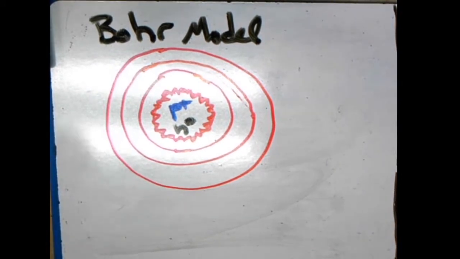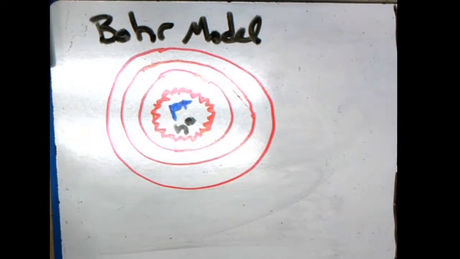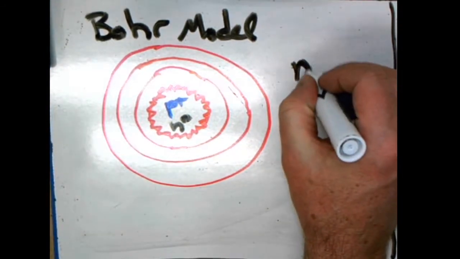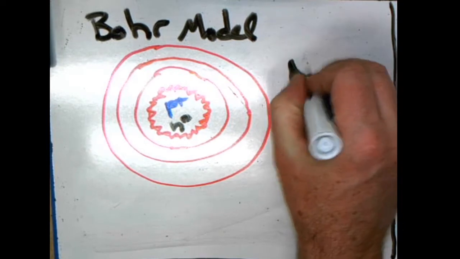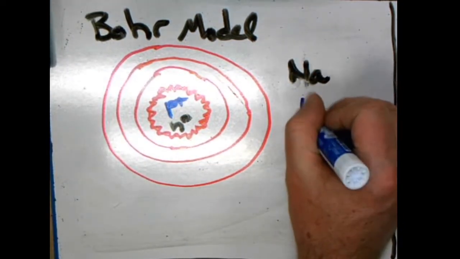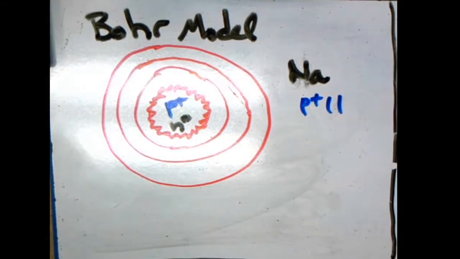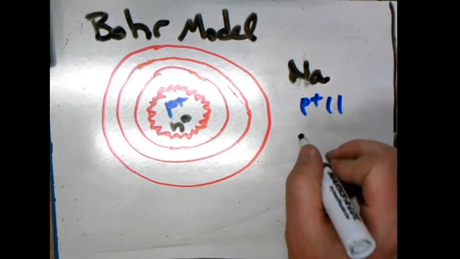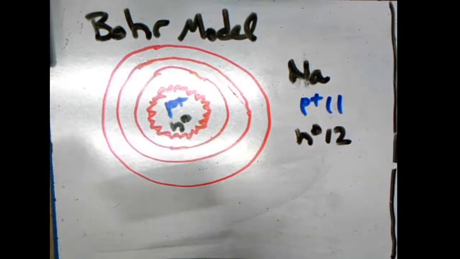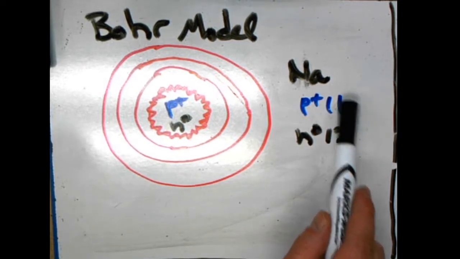The question is, how do you fill in the electrons? Well, we know for sodium, I'm talking about sodium here, it's going to have 11 protons. You get that straight from the periodic table. We just did the math for neutrons. It's going to have 12 neutrons. And as we said, you can assume that it will have the same number of electrons as it does protons.